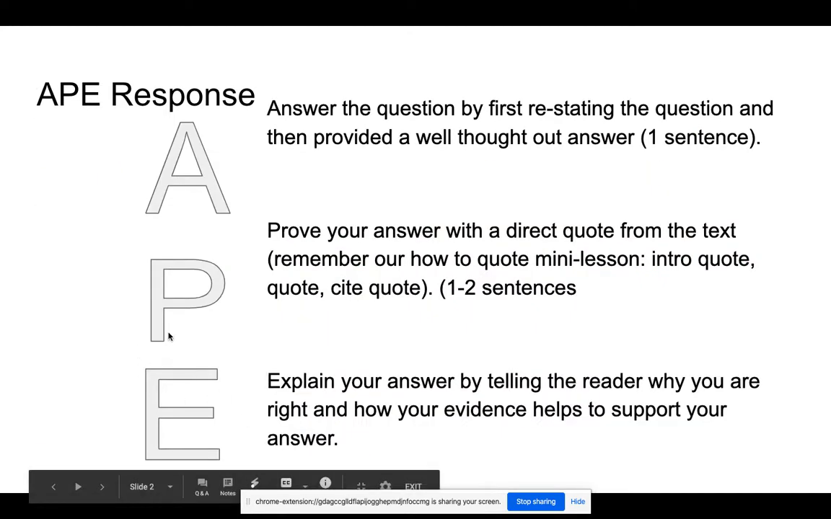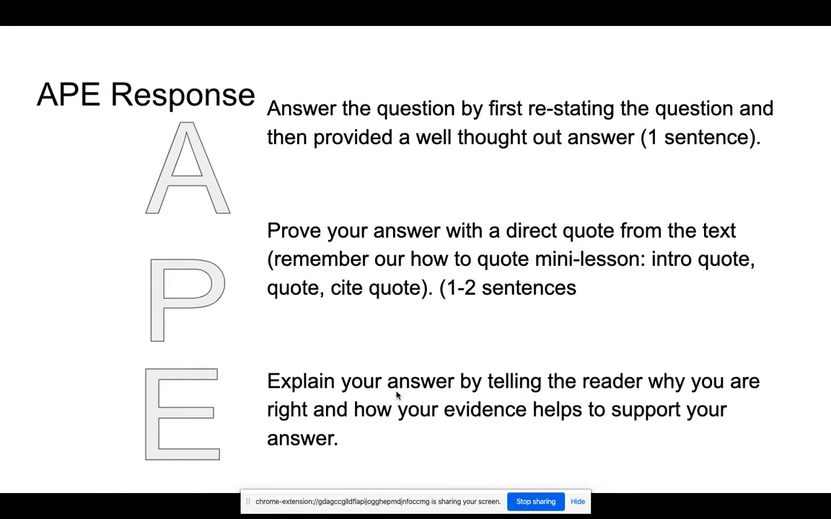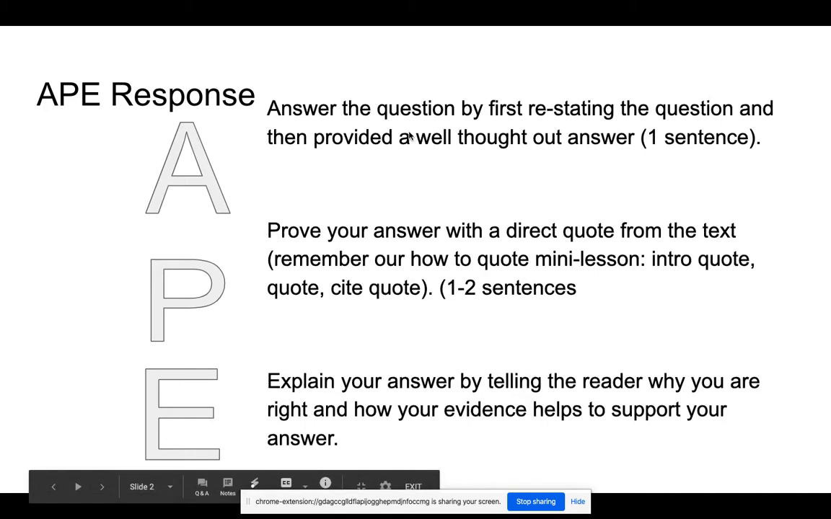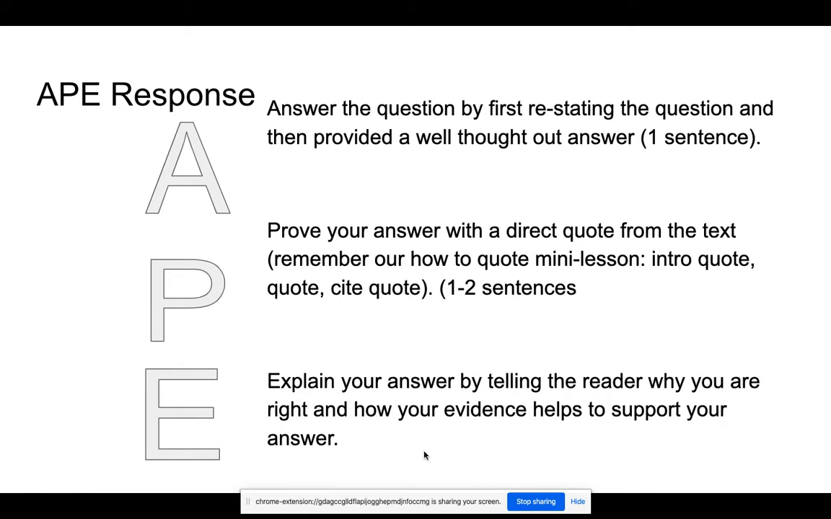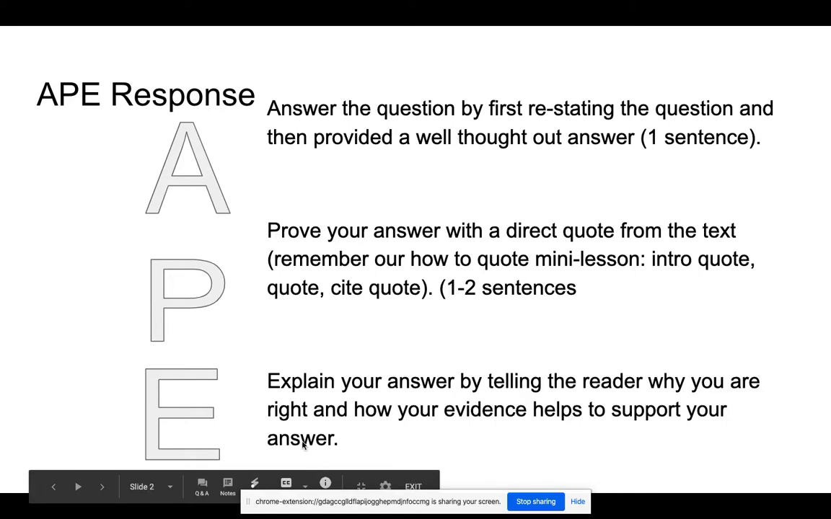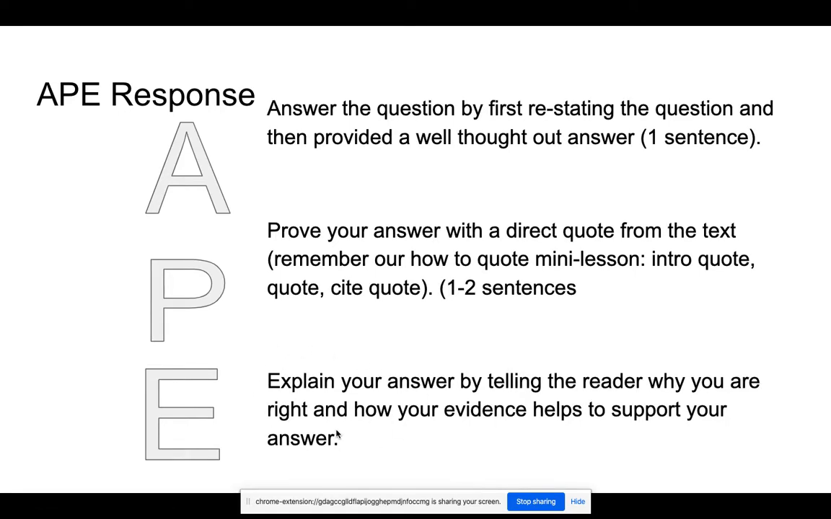Then E means that you spend the rest of your time in your short answer explaining yourself. Why are you right? Why do you think this? And then, of course, you need to tie your evidence in. How does your evidence help support your answer? Normally, this explain part is the longest part in your response. So we're talking about two to three, four sentences. This is where you show me what you learned and what you know. So that's an APE response.